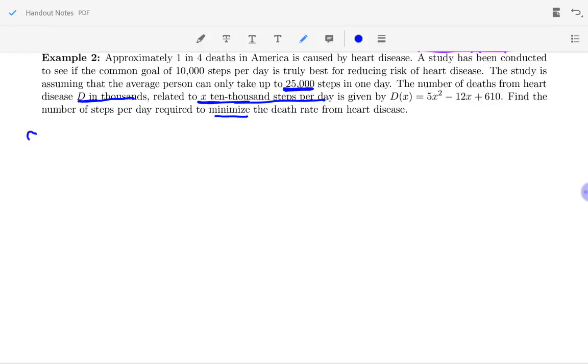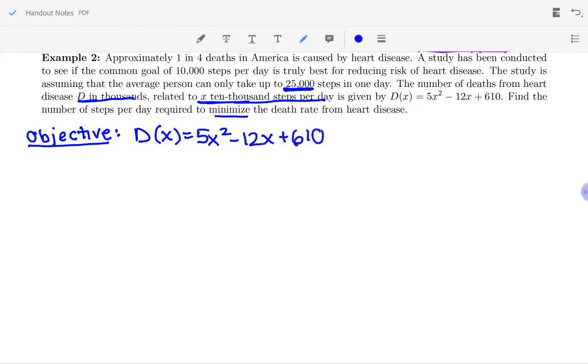First of all, we have our objective function. It's given to us for this one. This is what we want to optimize. We want to absolutely minimize for this one. It's called D of X, and it's 5x squared minus 12x plus 610. So that's good to go.